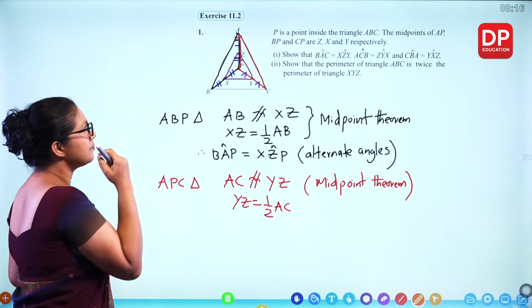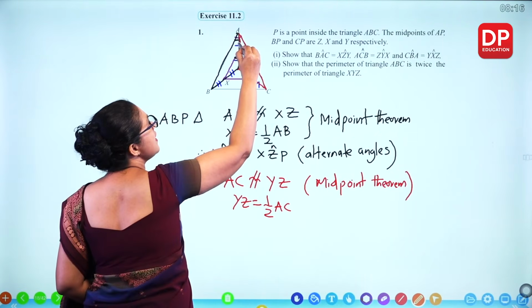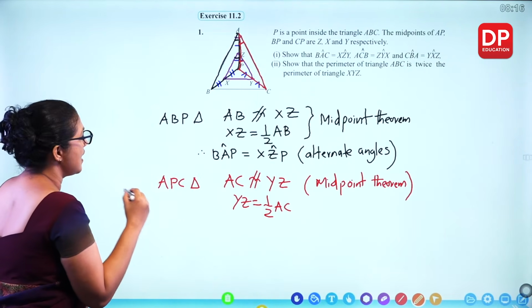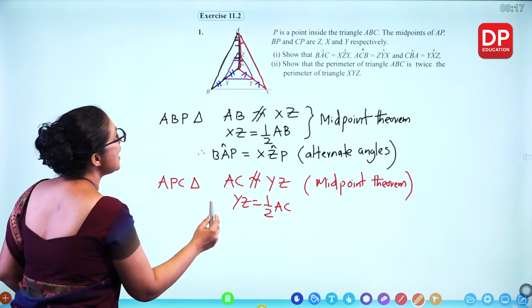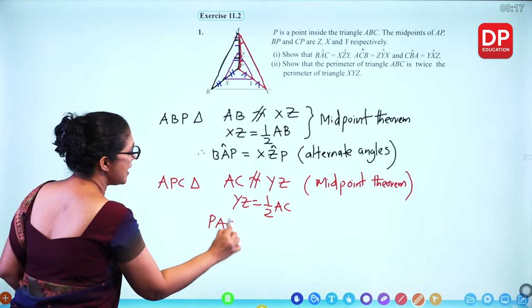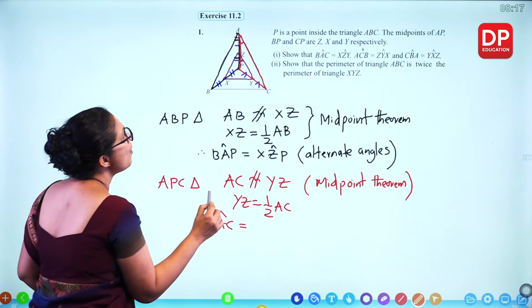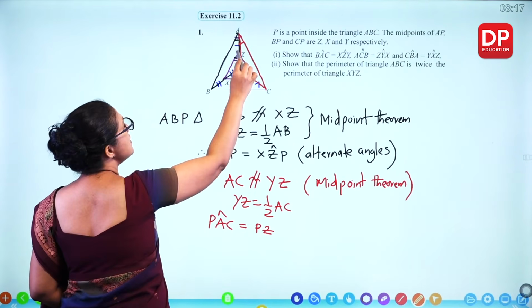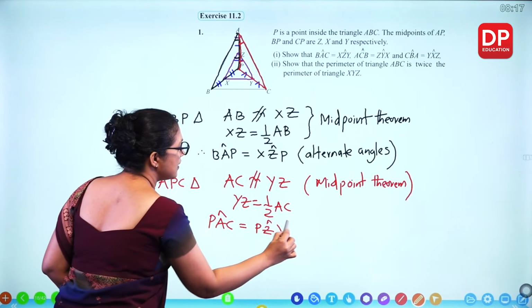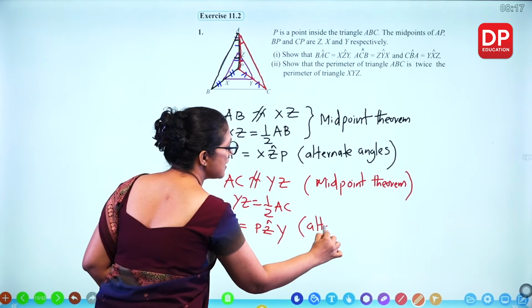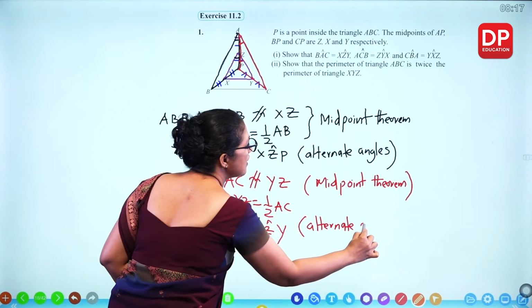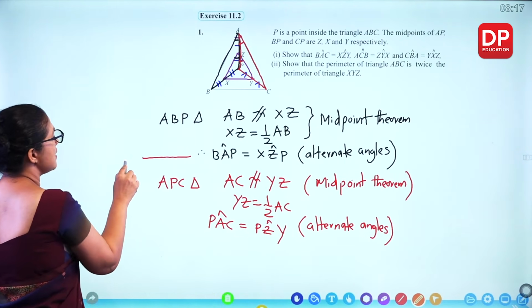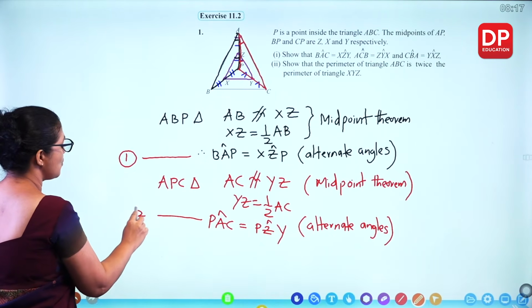Now, same thing, I can write this angle and this angle. When I take PAC, angle PAC is equal to angle PZY. That's alternate angles.